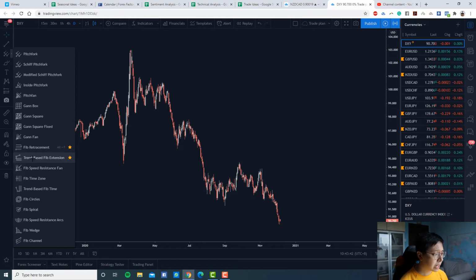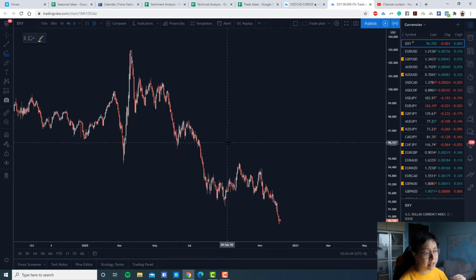Now when you click onto this, what you need to do is tell your chart, your platform, what are the 3 points that you want to use to measure. In this case, I'll just use a very simple one over here for example. We'll use this high here as our initial starting point, so I'll give it a click.